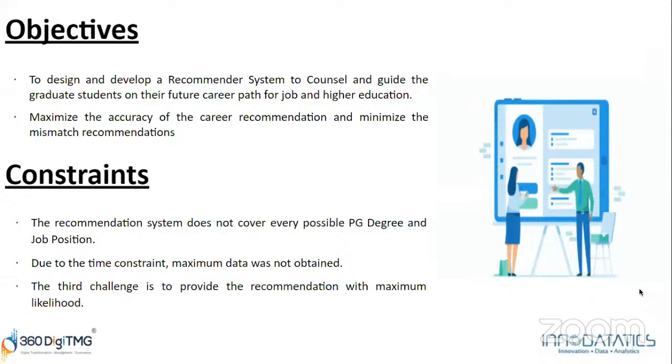Okay, let's discuss the objectives. With the definition of objectives and understanding of business requirements, the goal is to build a career recommendation system that can be used by the student to select the best suited career path based on their UG course and specialization, skills, and interests. The prime objective of this project was to maximize the accuracy of the system and minimize the mismatch recommendations. Moving on to the constraints that occurred during the course of the project: the data collected doesn't comprise all the PG or higher education programs and their specializations, and all kinds of jobs available in the market scenario. Time was also one of the major constraints, due to which maximum data was not collected.